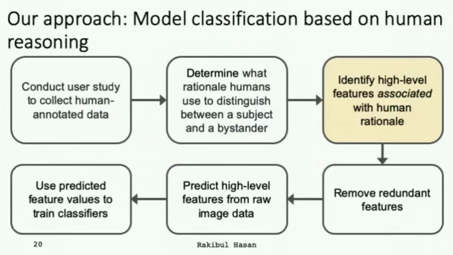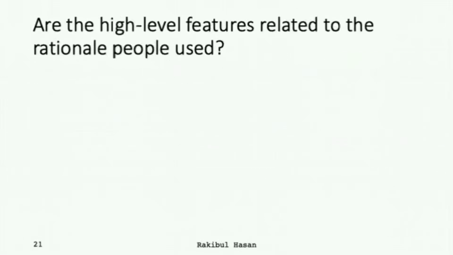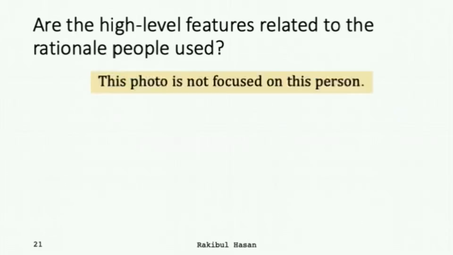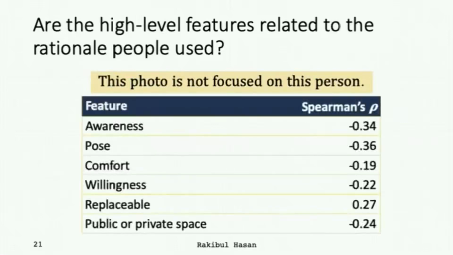In the next step, we investigate whether there is any relation between the reasonings we just saw and the high-level features that we collected data about. As an example, let's pick the most frequent reason for labeling a person as a bystander. This photo is not focused on this person. How is this associated with different high-level features? This table shows Spearman's rho as the correlation measurement. All of the correlation coefficients are statistically significant, suggesting association between not being focused in a photo and the high-level features. We repeated this calculation for the other reasons provided by the study participants and obtained similar results. In summary, the statistically significant correlations between the reasonings and the features suggest that the high-level features may be good predictors to classify subjects and bystanders in photos.